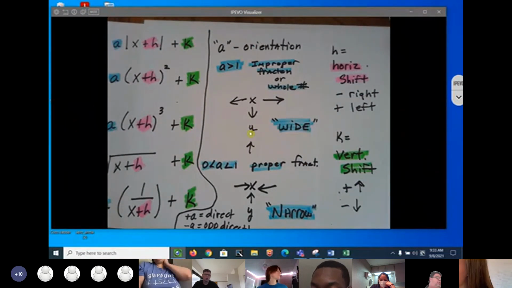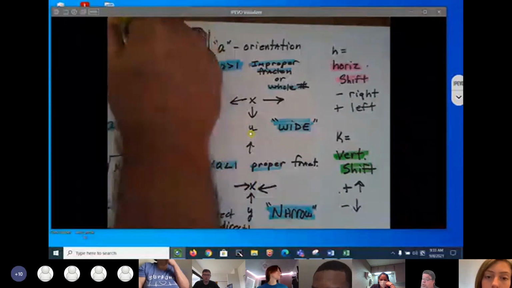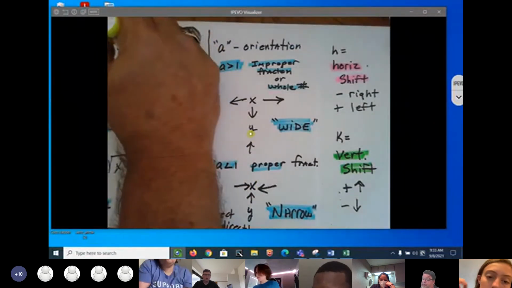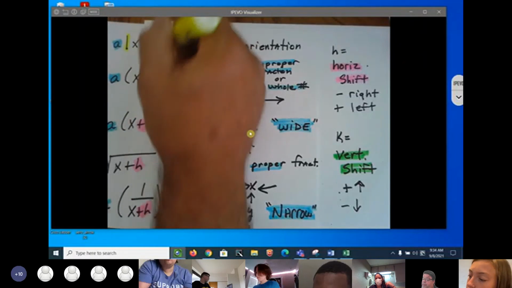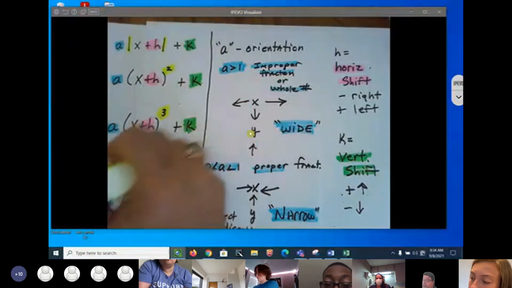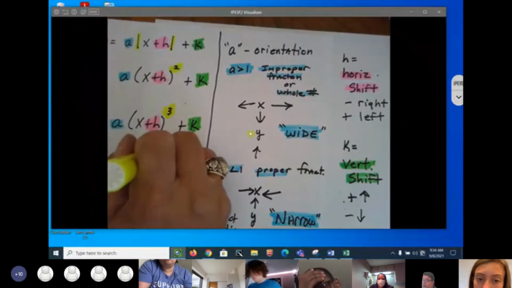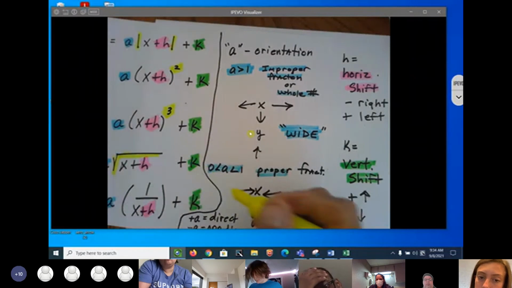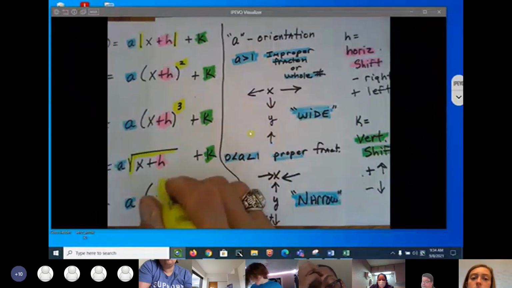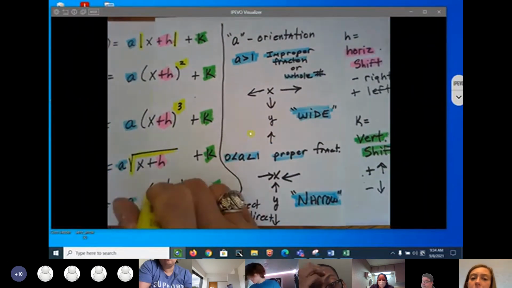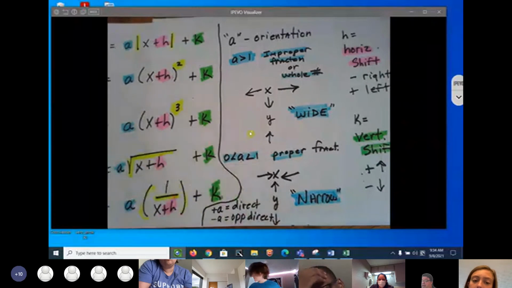And what do these guys tell us? Let's see this. What do these guys tell us? The parent function or graph. There you go. Exactly. They tell you what function to look at.